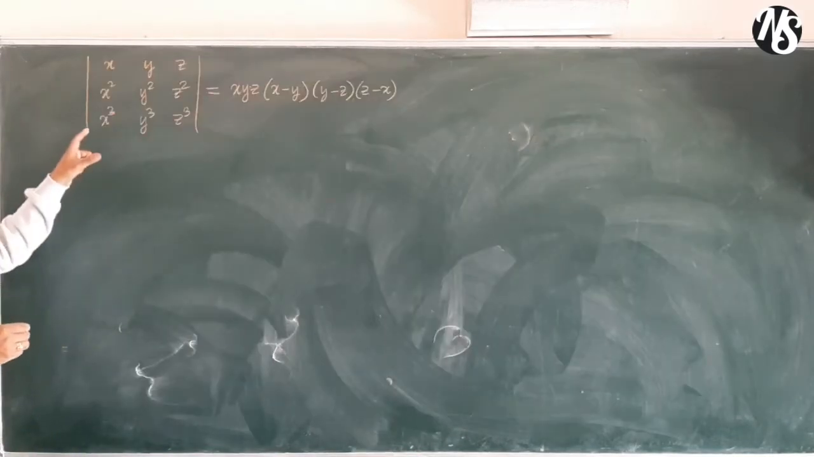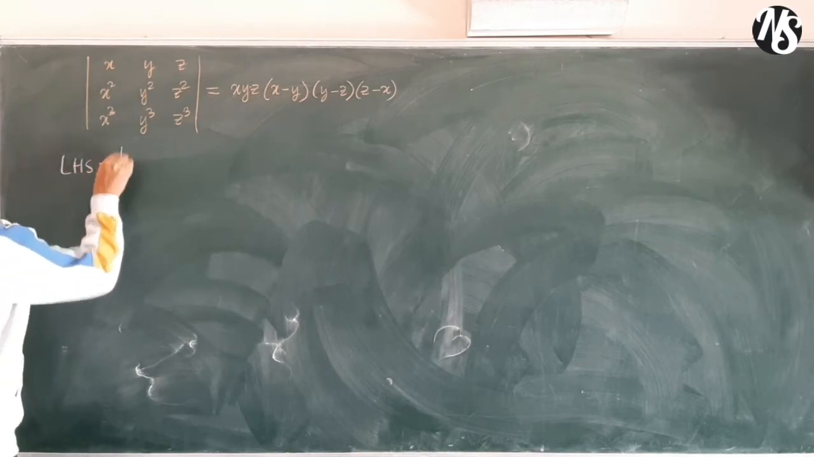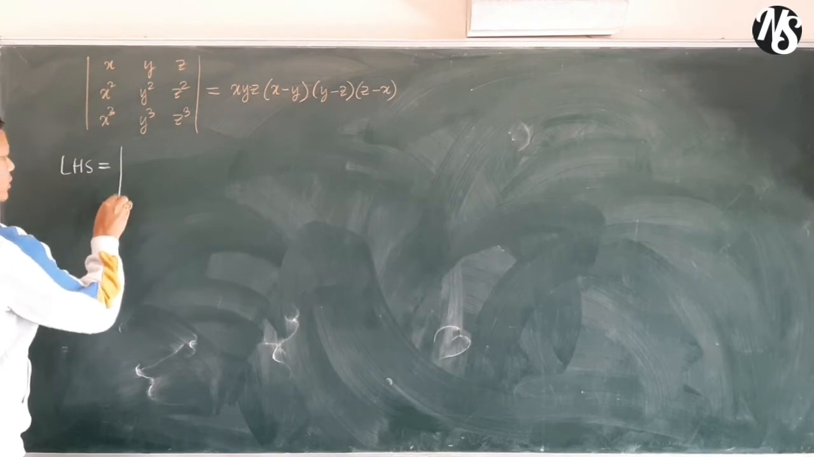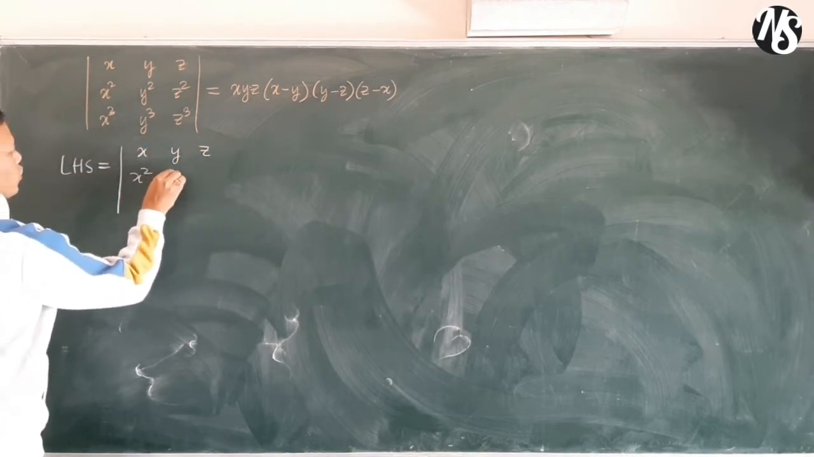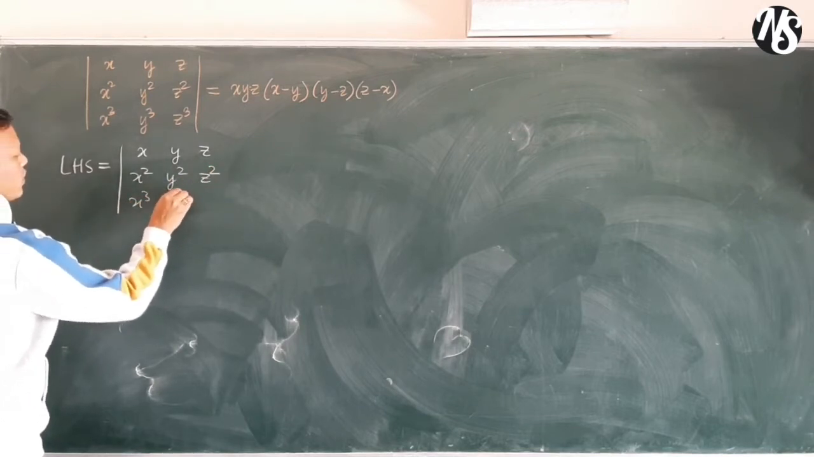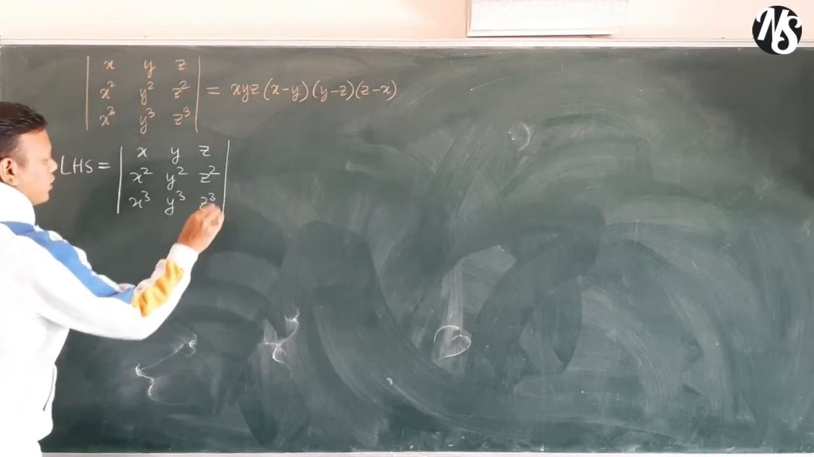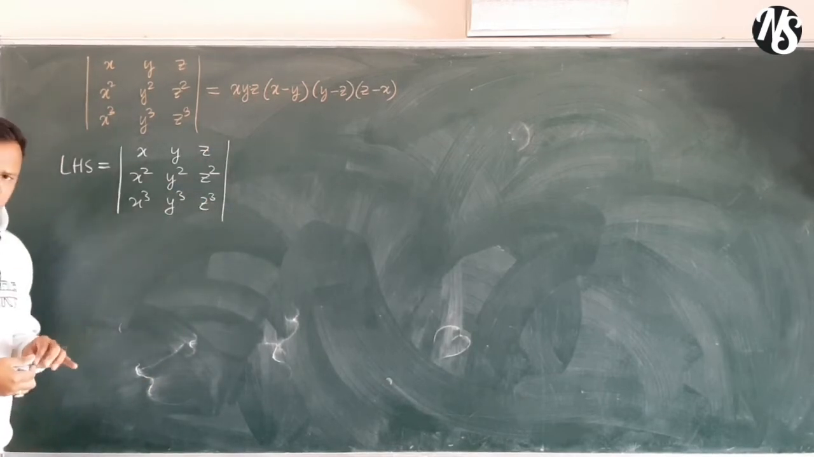So next we have this one. On the left hand side we have the determinant with rows x, y, z; x square, y square, z square; x cube, y cube, z cube, right. Now, is there anything common from each row and each column?